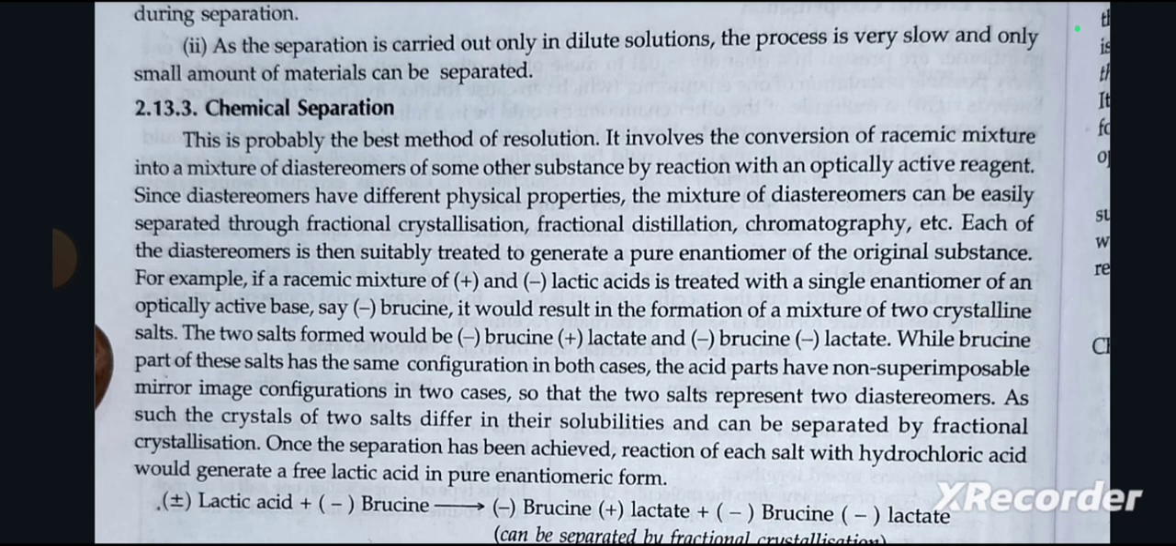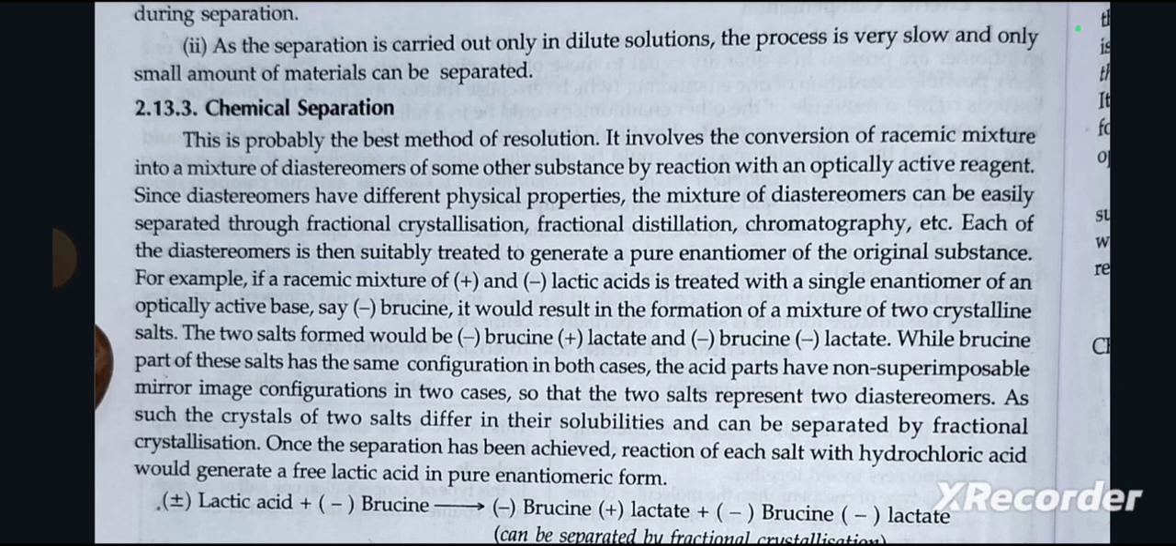2.13.3 Chemical separation. It is probably the best method of resolution. It involves the conversion of racemic mixtures into a mixture of diastereomers of some other substance by reaction with an optically active reagent. Since diastereomers have different physical properties, the mixture of diastereomers can be easily separated through fractional crystallization, fractional distillation, chromatography, etc. Each of the diastereomers is then suitably treated to generate a pure enantiomer of the original substance.